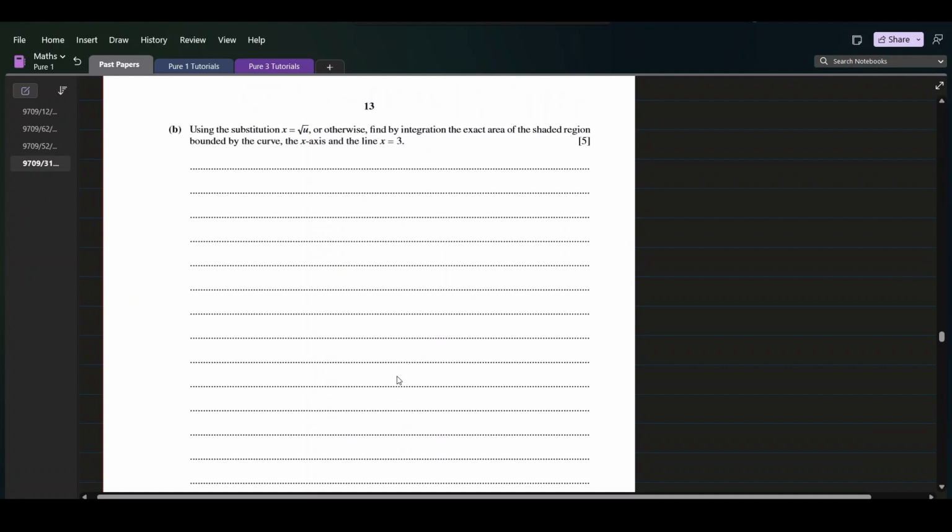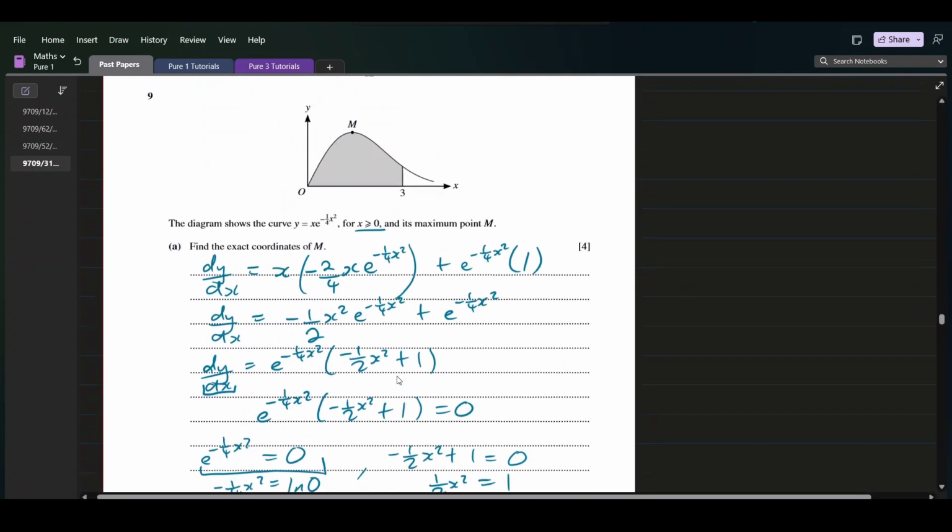Part B, using the substitution x is equal to root u or otherwise, find by integration the exact area of the shaded region bounded by the curve, the x-axis, and the line x equals 3. So let's look at our shaded region.